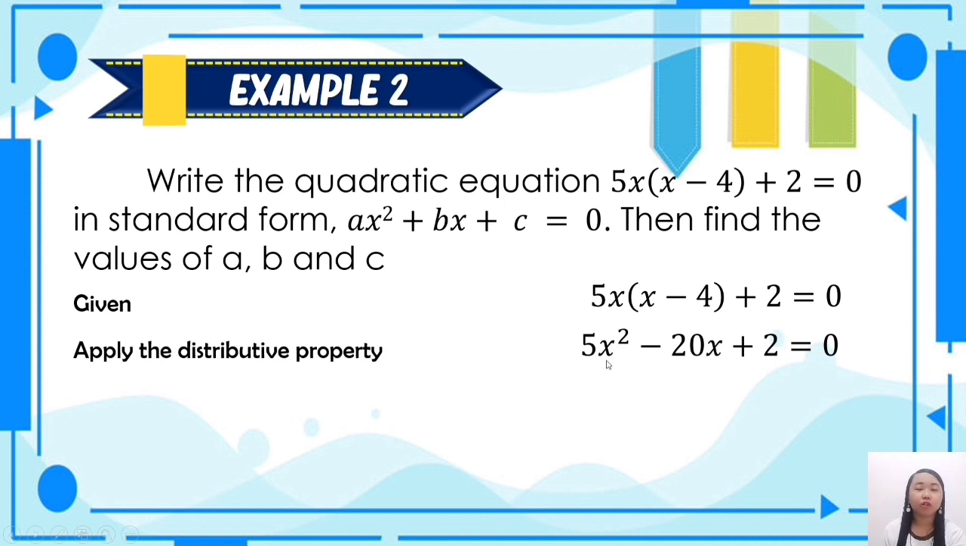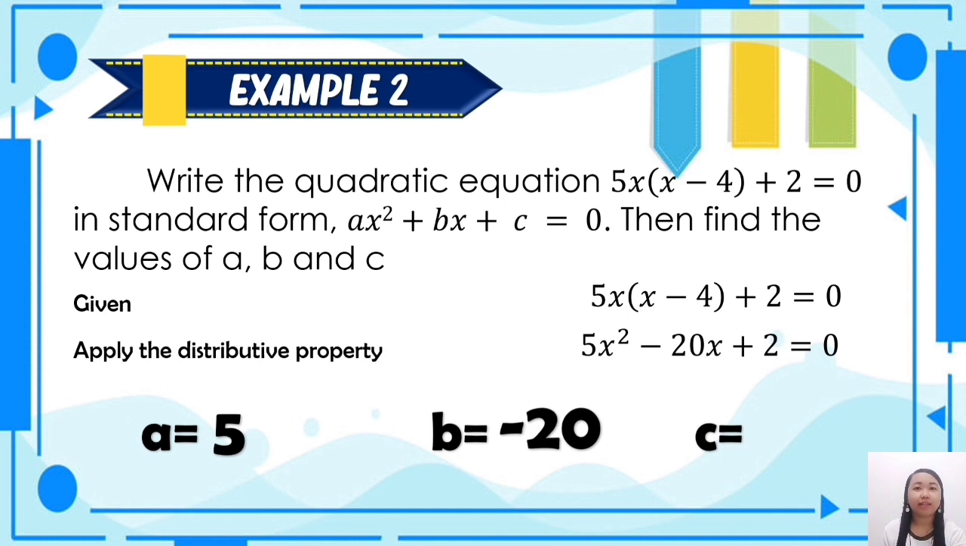So let's see if it's already in standard form. 5x squared, quadratic term, negative 20x, the linear term, and plus 2, the constant term. Now, the values of a, b, and c. A is equal to 5. B is equal to negative 20. And c is equal to 2.